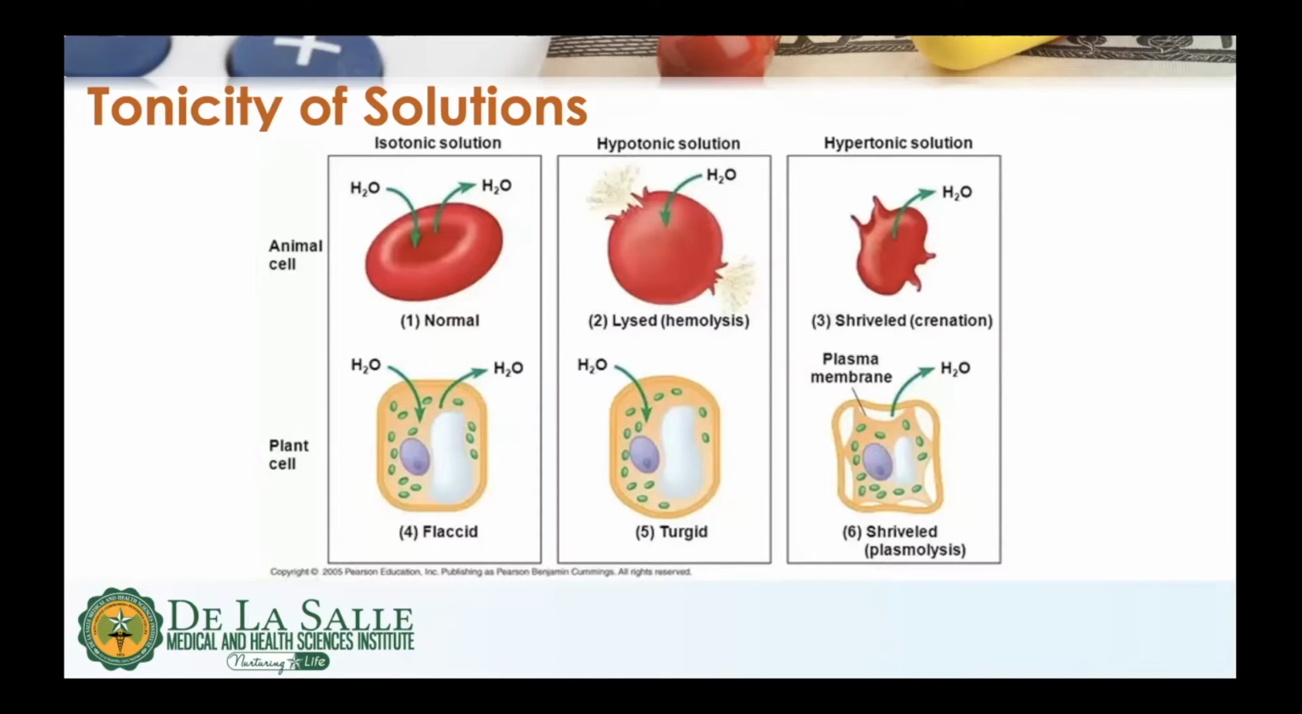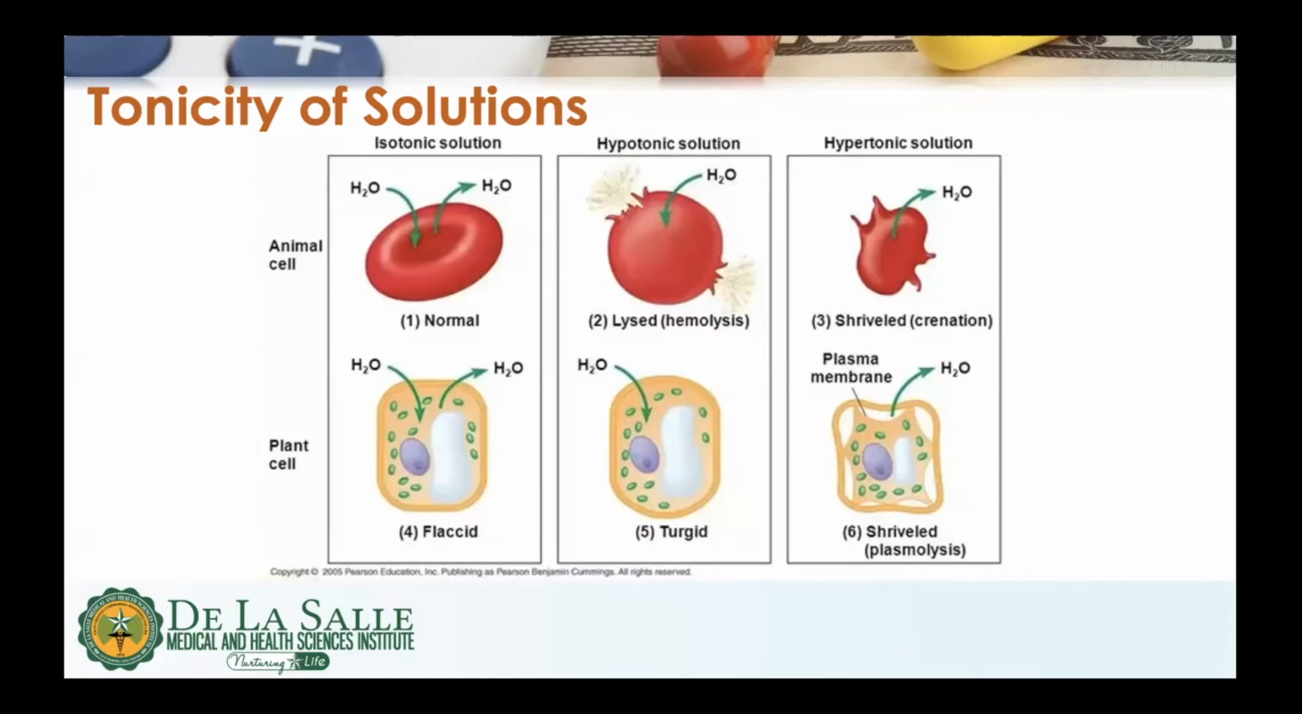In this particular diagram, you can see very clearly what happens to different types of cells when cells are placed in isotonic, hypotonic, or hypertonic solutions. Take note that when cells are placed in an isotonic solution, there is a net zero transfer of water molecules from inside of the cell or from outside of the cell. The cells remain normal, or in plant cells, the plant cells become flaccid.